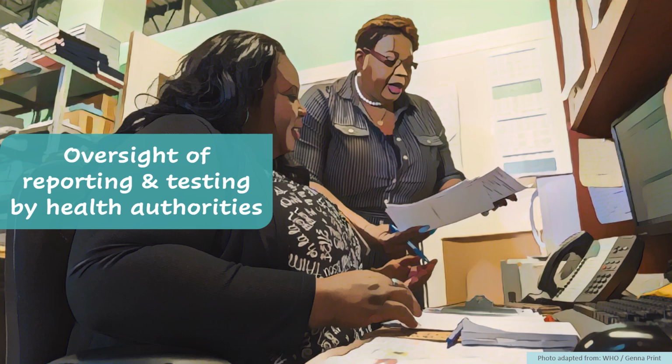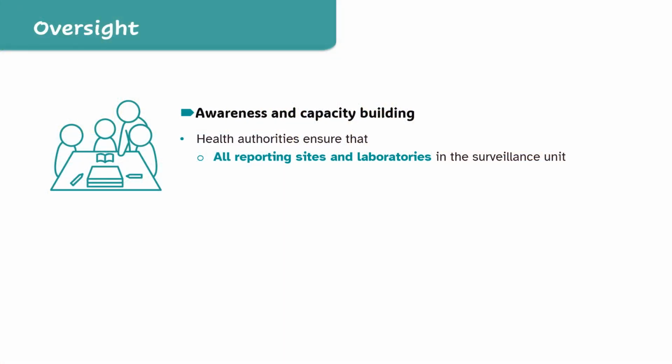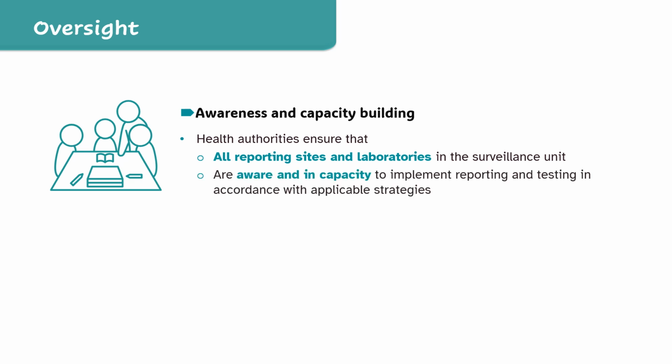A core function of health authorities in cholera surveillance is to continuously ensure that suspected cholera cases are reported and tested in accordance with applicable strategies. Let's look into this. Health authorities are responsible for ensuring that all reporting sites in the surveillance unit, including for health facility-based surveillance and community-based surveillance as well as laboratories performing cholera testing, are fully aware of the applicable strategies to report and test suspected cholera cases to monitor outbreak, and are in capacity to implement reporting and testing accordingly.